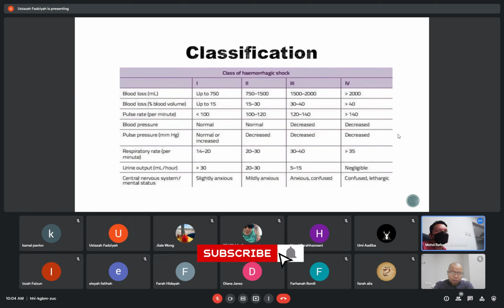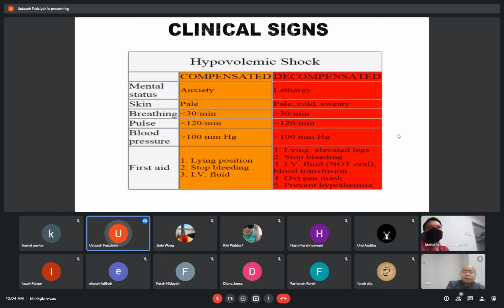So clinical signs in hypovolemic shock can be divided into compensated and decompensated. In compensated, the mental status is anxious, the skin looks pale, and breathing less than 30 per minute with pulse less than 120 and blood pressure more than 100 mmHg. For decompensated, we can see that the patient starts to be lethargic, with pale, cold and sweaty skin. Breathing starts to accelerate to more than 30 and the pulse rate is tachycardic with lowish BP as well.